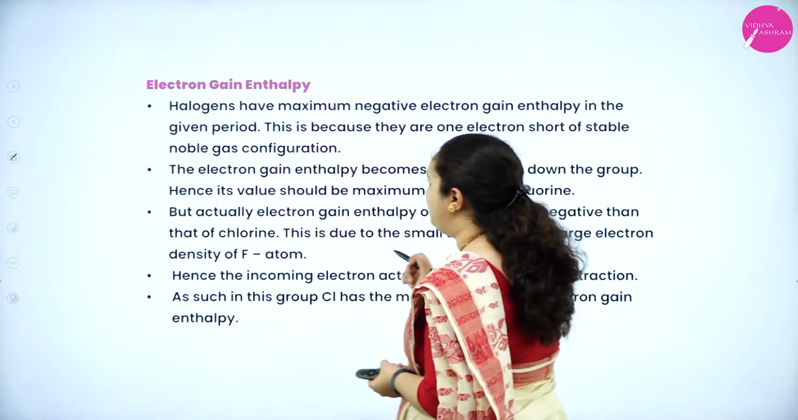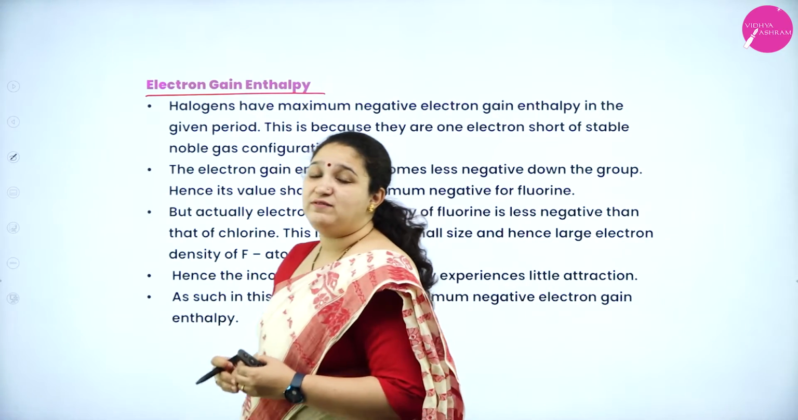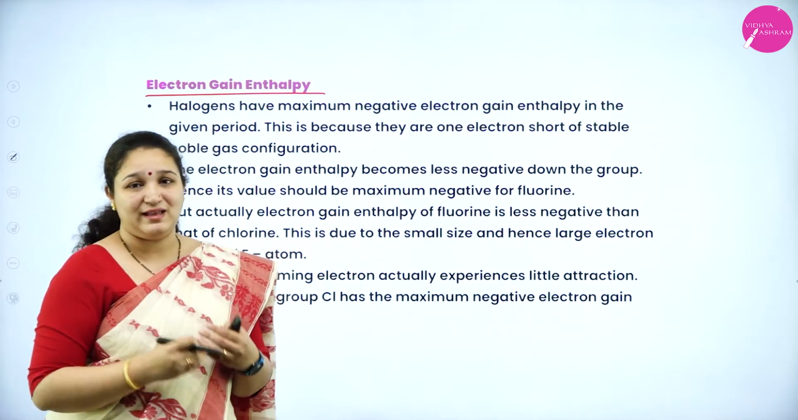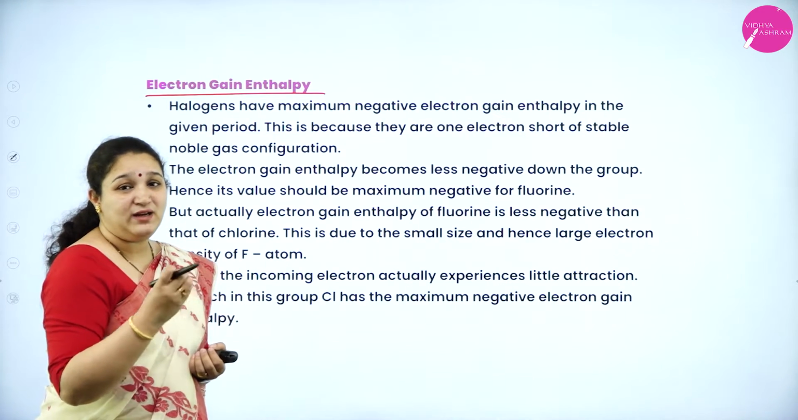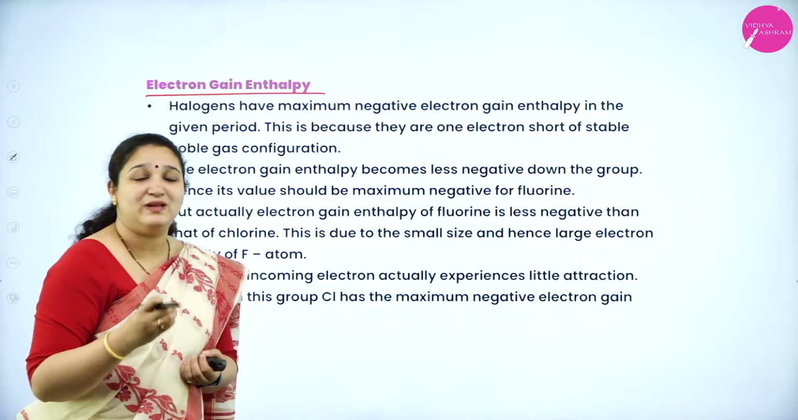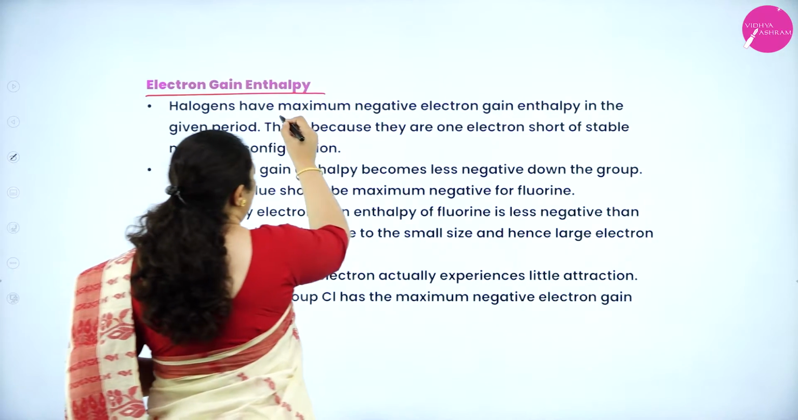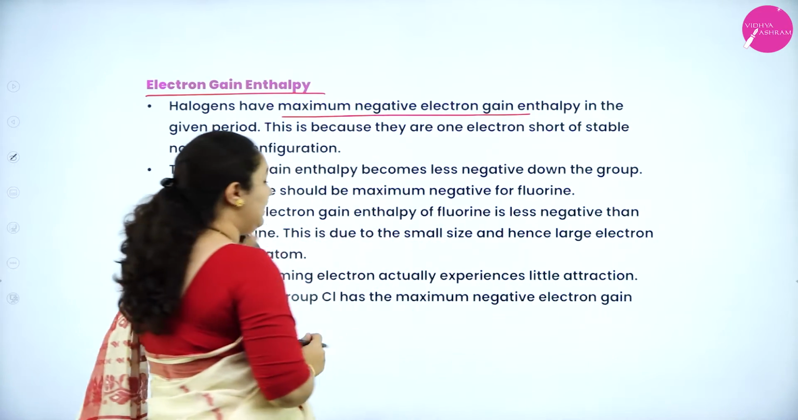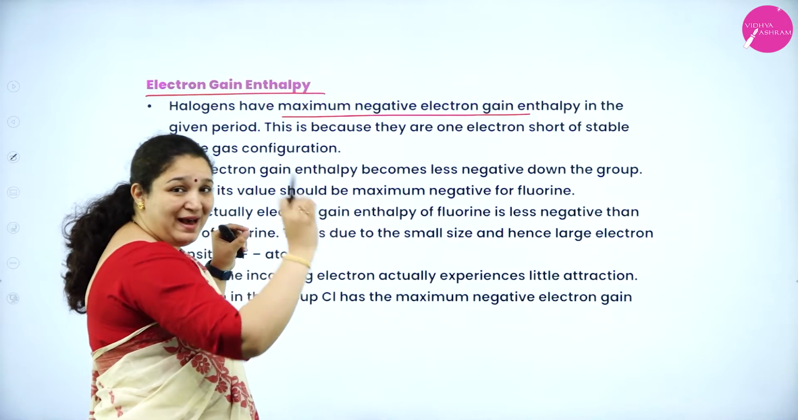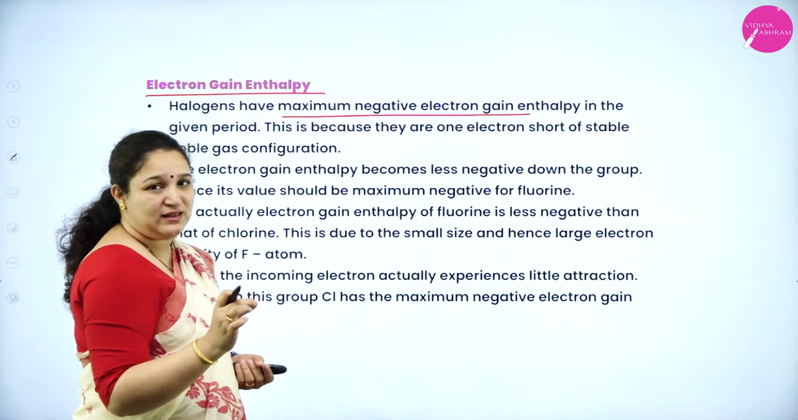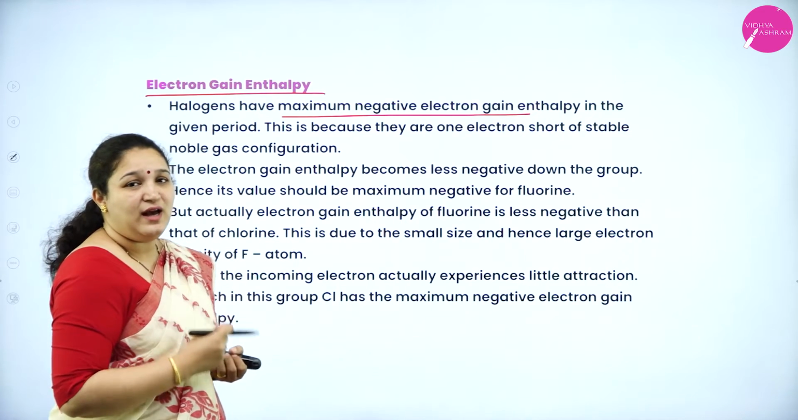Next trend is electron gain enthalpy. As I told you, halogens have the maximum electron gain enthalpy, because if it takes up an electron, it will attain octet configuration or a noble gas configuration. So they have maximum negative electron gain enthalpy in a given period. If you take every period, the amount of energy released is very high when it takes up an electron.